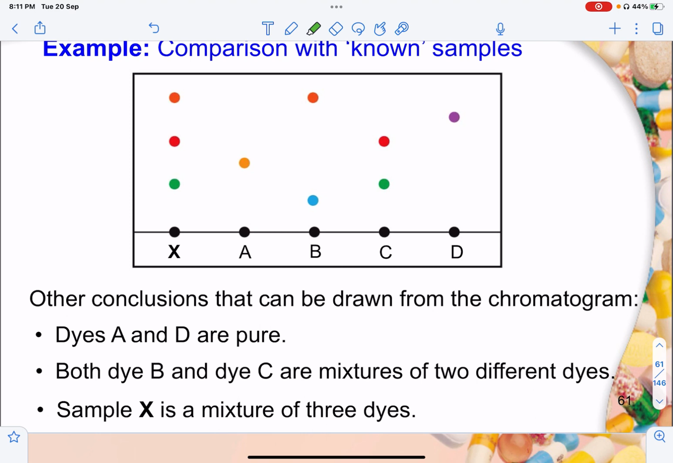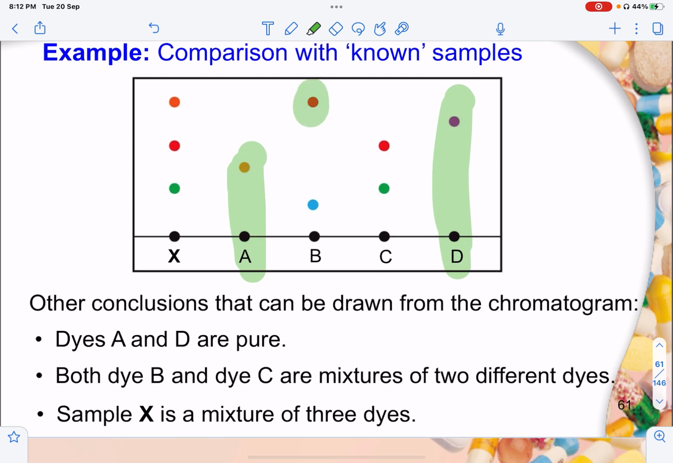And another thing is based on the scenario that we talked about previously. We could see that A and D are pure substances because there is only one component, whereas B, C, and X are not pure substances. They are mixtures because you can see that there is more than one component in each of them, in different colors. So we could say that X is a mixture of three dyes. Coming back to this, there is one question, which is what is this? So we will need to run another sample of the drug to identify what that is.